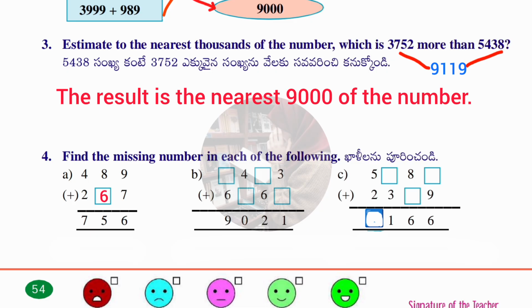Let's see. Dash 4 dash 3 plus 6 dash 6 dash will give the answer of 9021. Please think twice before writing any number. We'll start with ones digit. So here 3 is given. In the answer we are getting 1, means 11. So how much we have to add to 3 to get 11? Means we have to add 8. So 3 plus 8 is 11. One you have to write down here and another one goes to tens place.